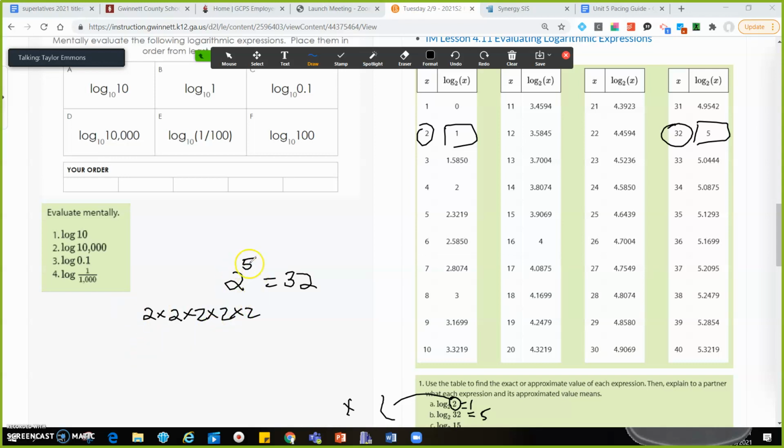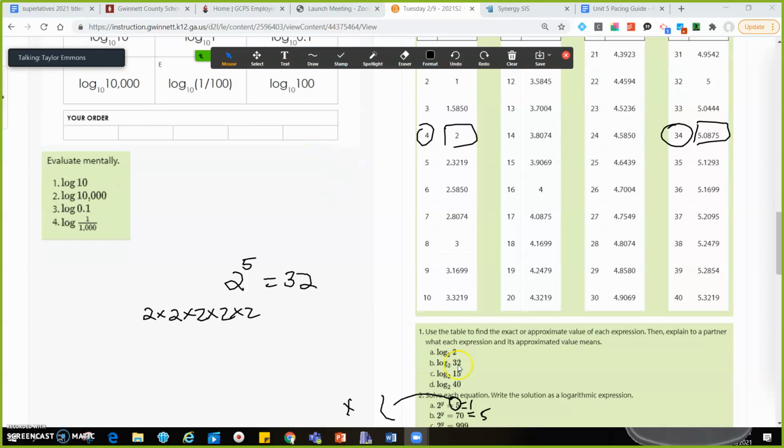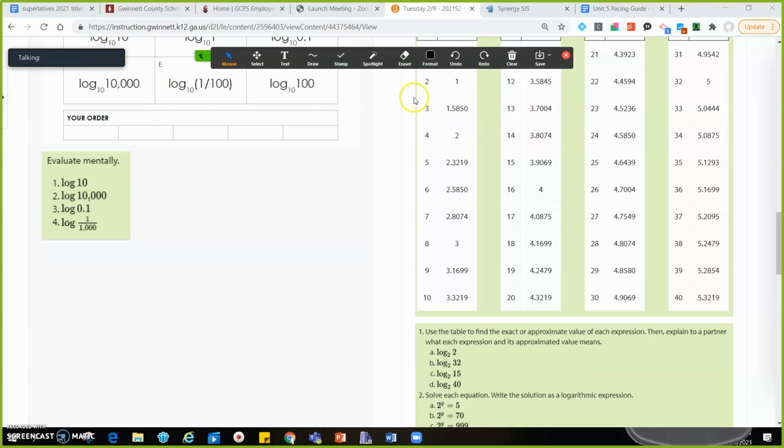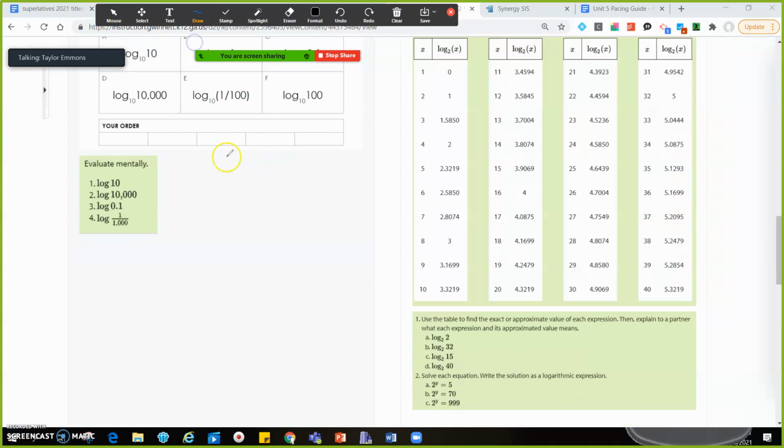Go ahead and take a moment and try to find C and D. So looking at C, it says log of base 2 of 15. So I'm going to look when x is 15, what's my y? 3.9069.